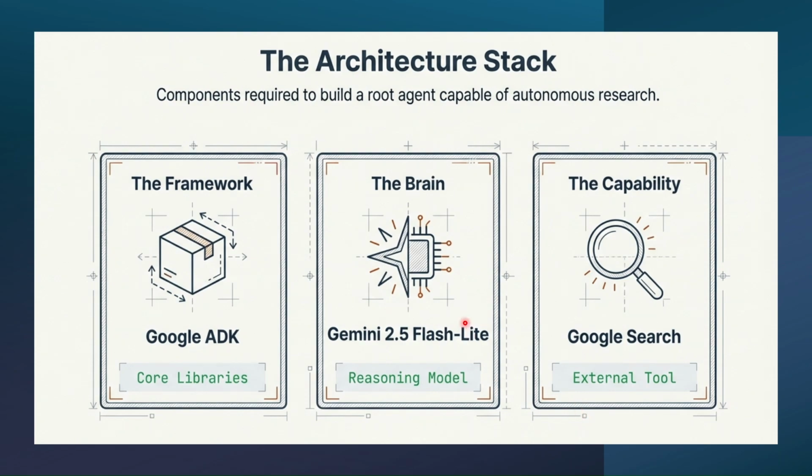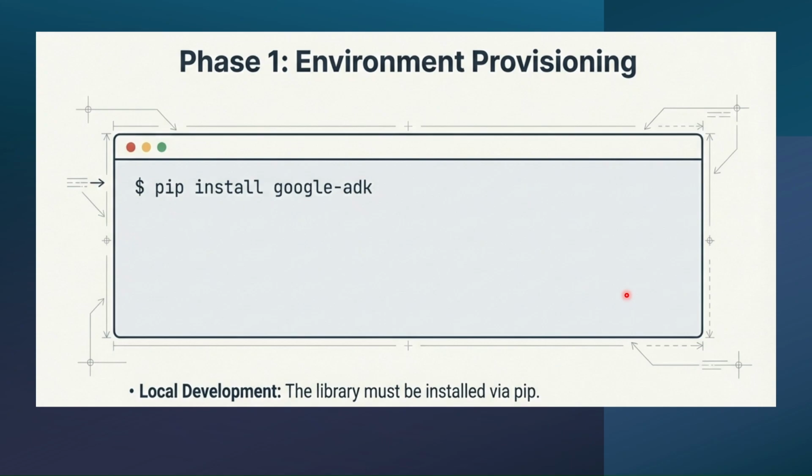So for this particular dynamic execution, we need a framework. For the framework, for simplification, we will be using Google ADK. For the brain, we'll use the Gemini 2.5 Lite LLM model. And for capability, we will be using Google Search. So as we do with any other Python packages, just say pip install google-adk and all the things required for this particular project will be on your local machine.